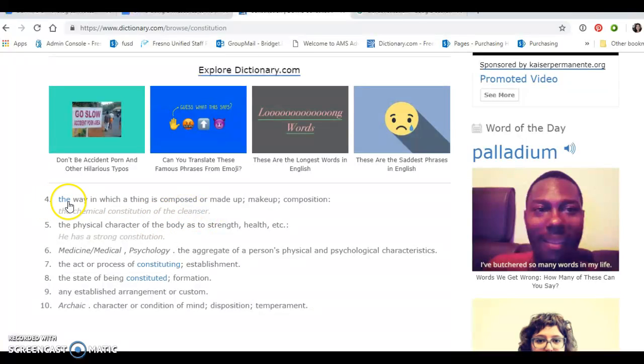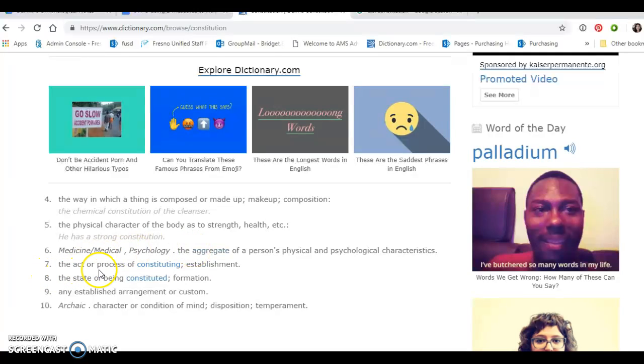Okay, number 4, the way in which a thing is composed or made up. Make up, composition. So the chemical constitution of the cleanser. This actually is getting closer to what I'm looking at, because Darwin is talking about the constitution of a land, so how it was made up. So number 4 is looking pretty good. Number 5, the physical character of the body as to strength, health, etc. He has a strong constitution. Number 6, medicine, medical. So we're not going to go here.